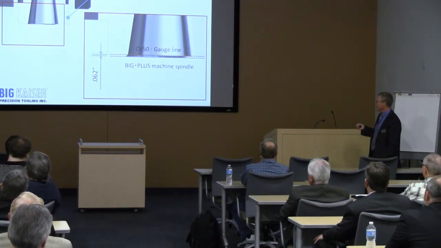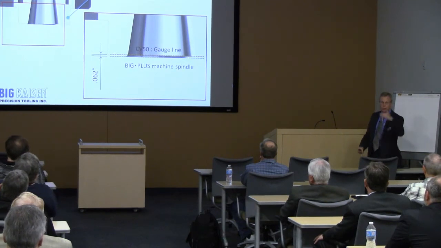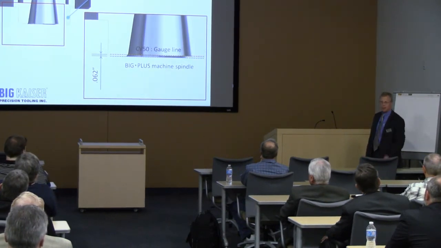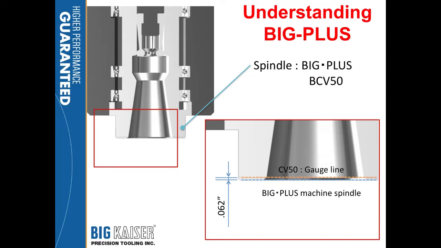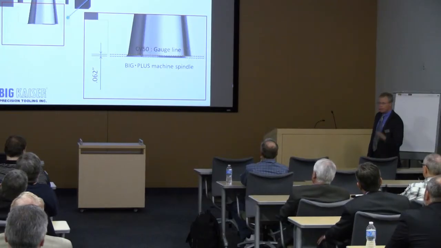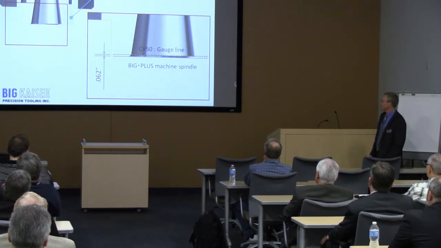Otherwise, the gauge line is still in the same place. We don't move that forward either. That stays as it was before. We've only added material to the very end of the spindle. Here's where it gets a little bit more complex.